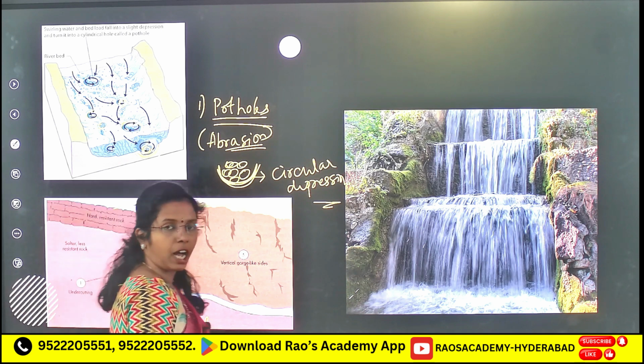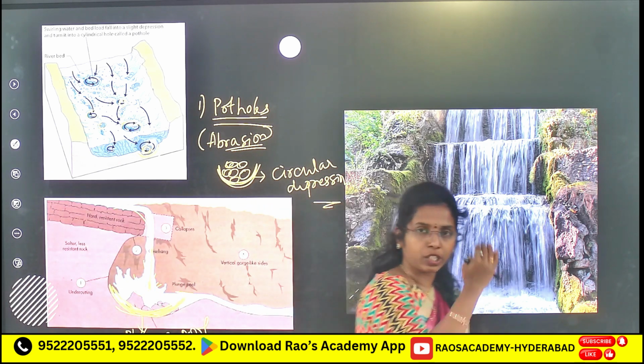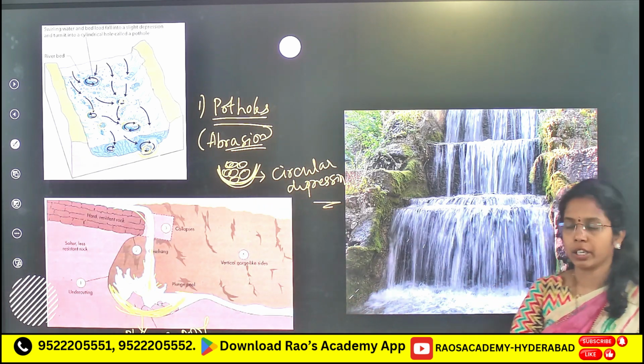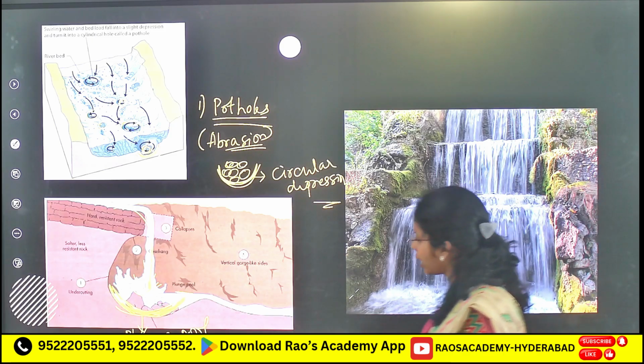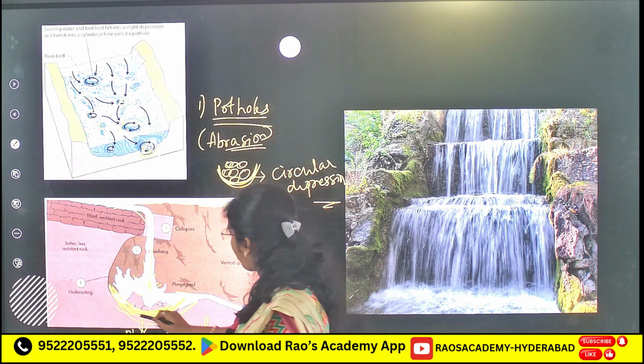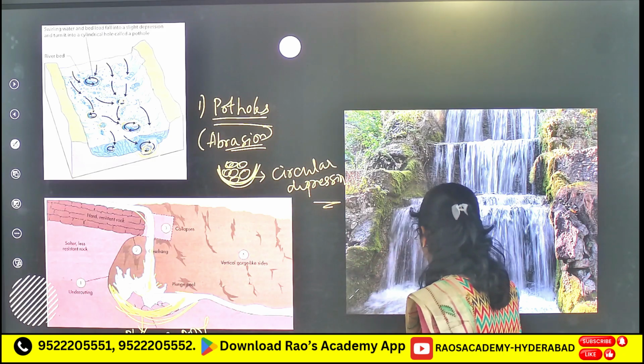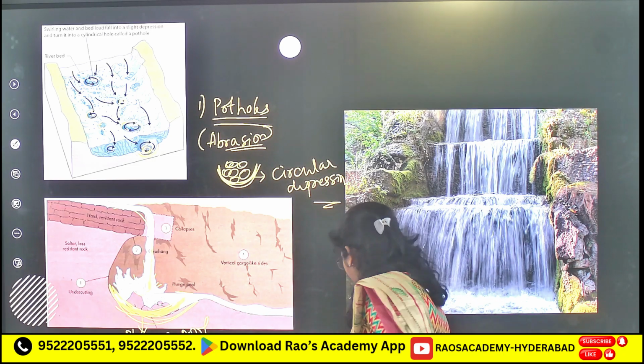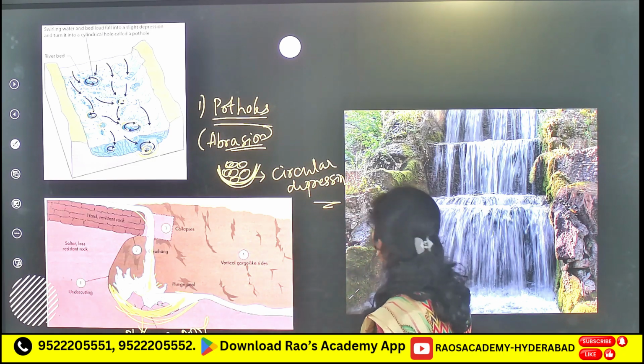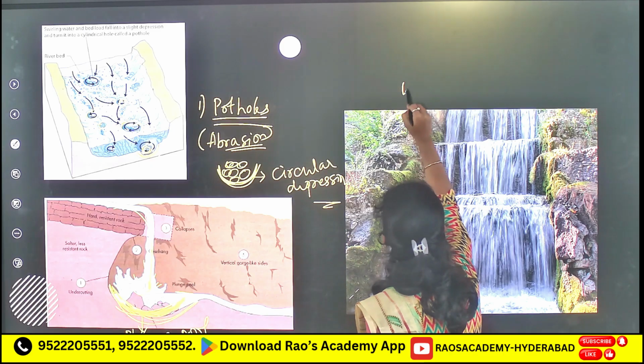Fast moving water, you will see shearing impact, tearing impact, hydraulic action, and because of that here you will see plunge pool formation. It's a forceful striking down. Next, waterfalls.